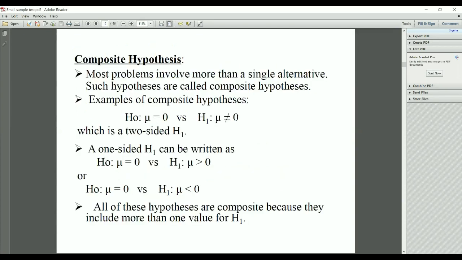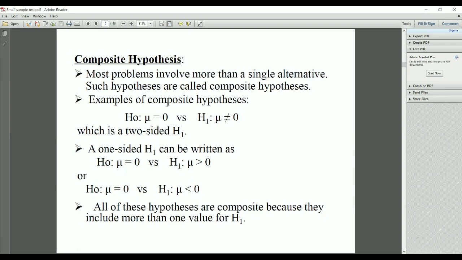Now, composite hypothesis. We have seen the simple hypothesis; a composite hypothesis is one which is not equal to, greater than or equal to, or less than or equal to. Most problems involve more than a single alternative; such a hypothesis is called a composite hypothesis. Example: H naught: mu is equal to 0 versus H1, the alternative hypothesis, mu is not equal to 0, which is a two-sided H1.